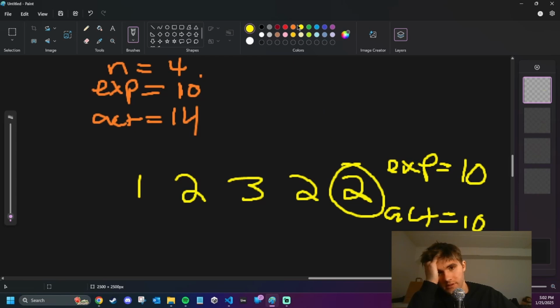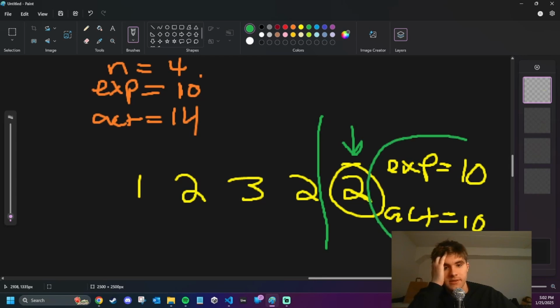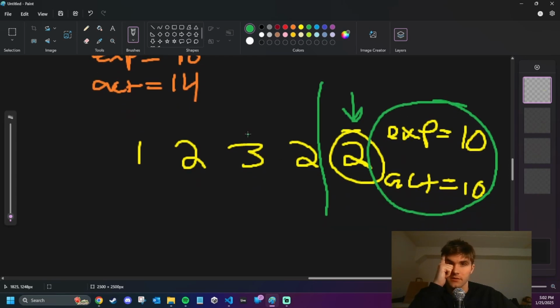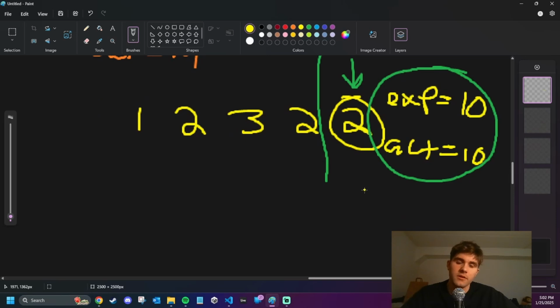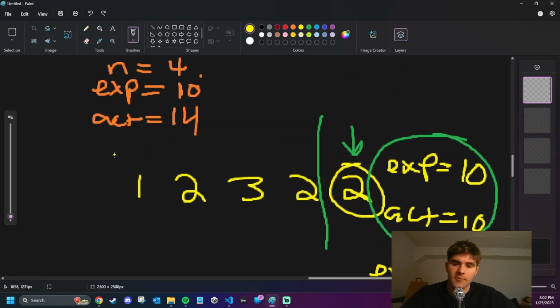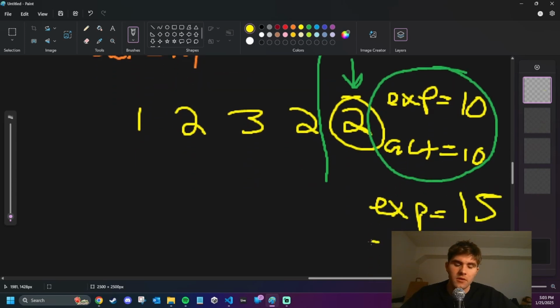So this tells us that we need to find this number. This tells us that the extra number is making us lose 2. And then the other method is the expected would be 15, right? 15. The actual is 10.